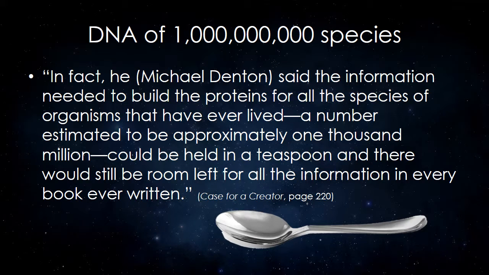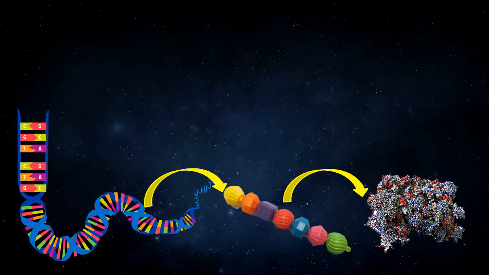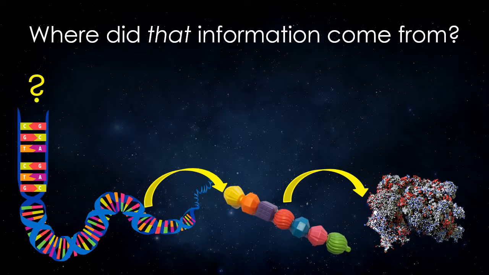In fact, according to Michael Denton, the information needed to build the proteins for all the species of organisms that have ever lived could be held in a teaspoon, and there would still be room left for all the information in every book ever written. So we know that the instructions for making proteins come from DNA. But where did that information come from?